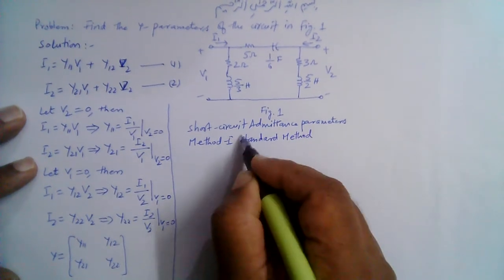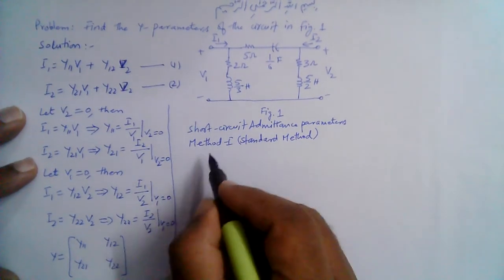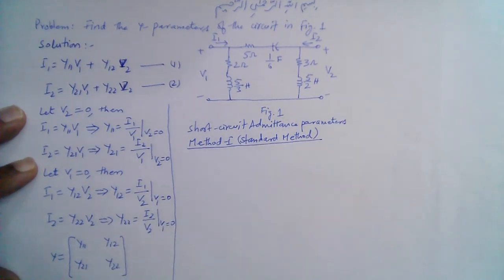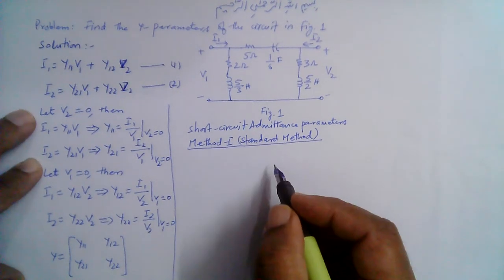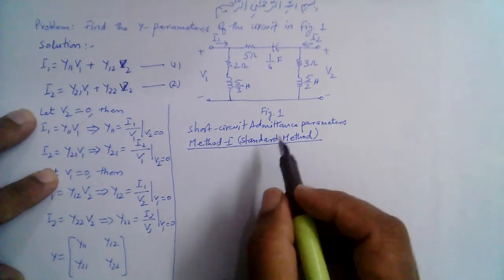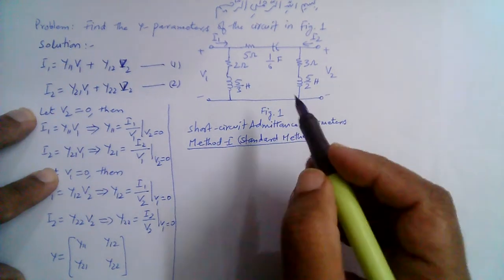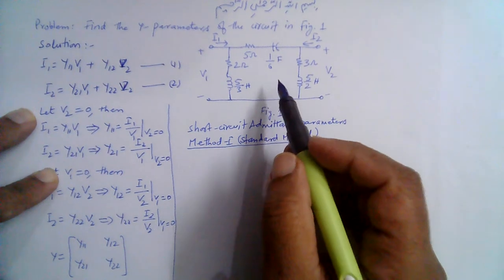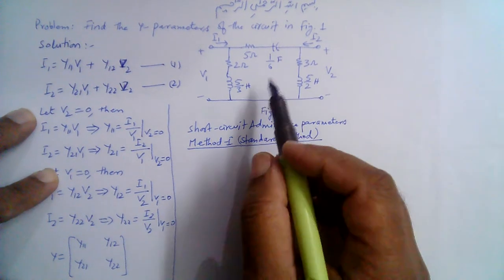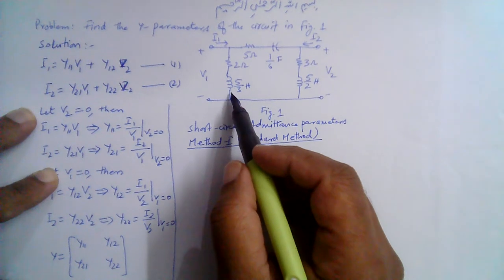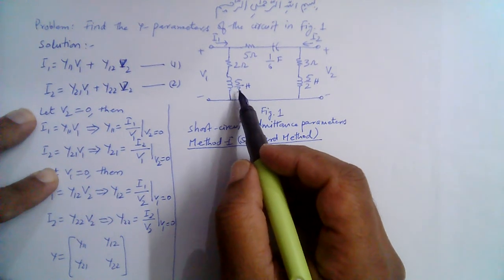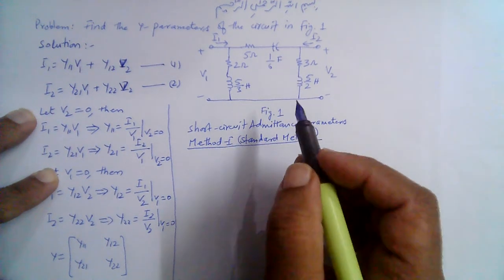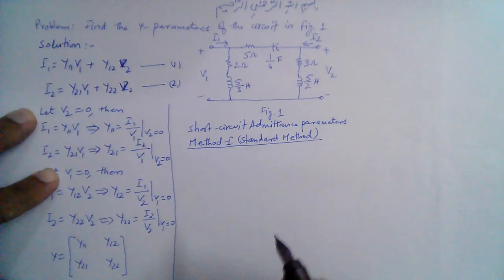For any given circuit, you should be able to find the Y parameters using this standard method. Before we switch off V2 to be equal to 0, we must transform the circuit to the frequency domain. The given circuit is in the time domain. We have frequency sensitive components, for example an inductor here, an inductor here, and a capacitor here. So we must transform the circuit to the frequency domain first.